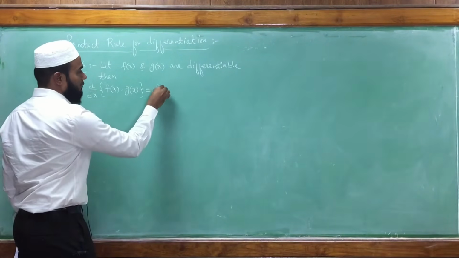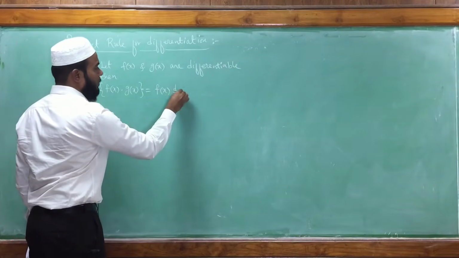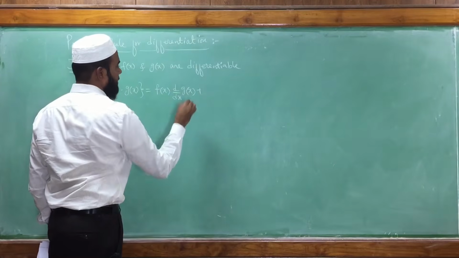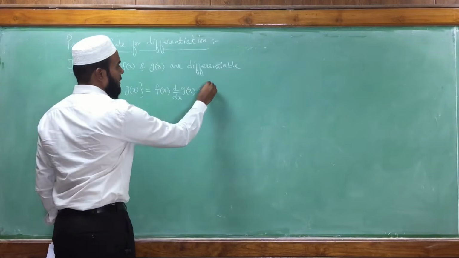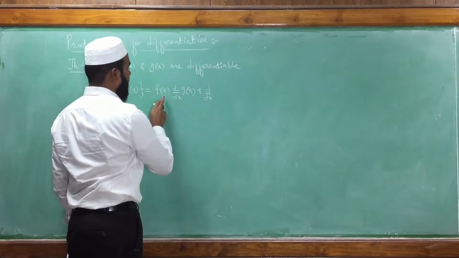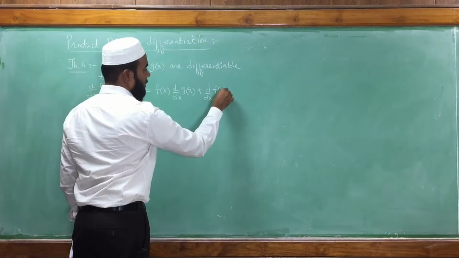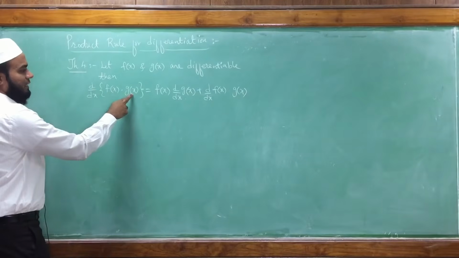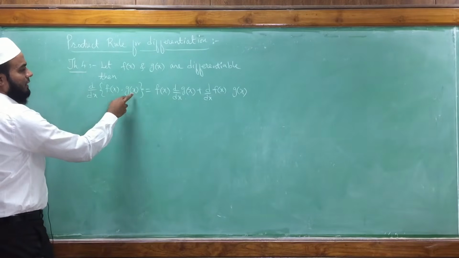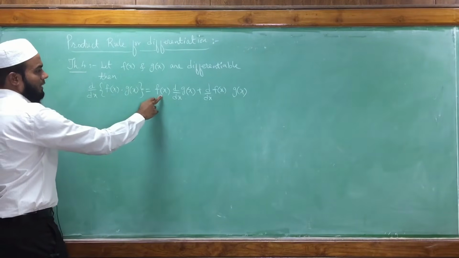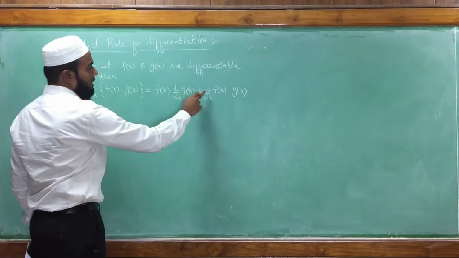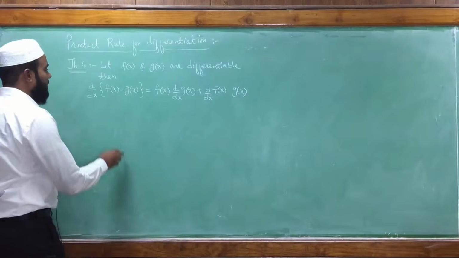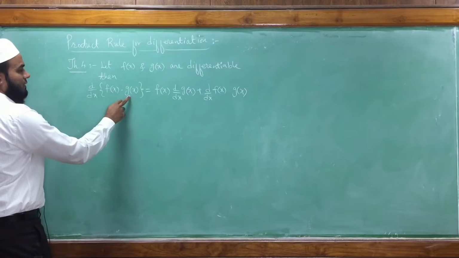That is, we have to keep f of x as it is, then the derivative of g of x, plus the derivative of the first function into g of x. So if you consider this as the first function and this as the second function, then it is read as first function into derivative of second function plus derivative of first function into second function as it is, right? How to read this? Derivative of f of x into g of x.